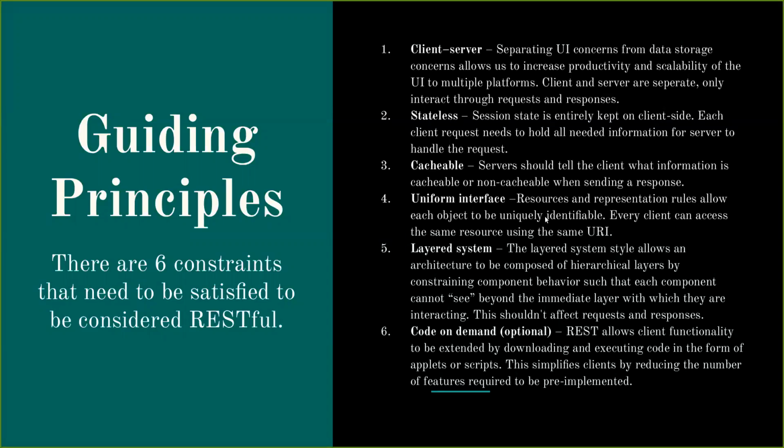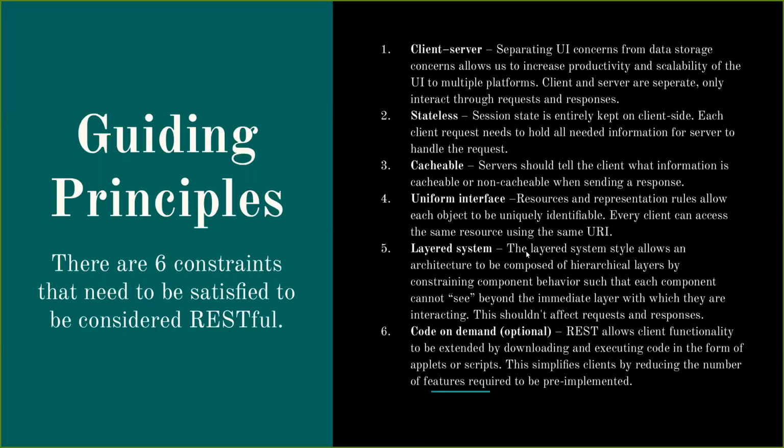The fourth constraint is a uniform interface. Basically, this means that as a client, I can access information the same way on every device I'm on. There's no trickiness or different way of getting information from the server. So that's the fourth one.